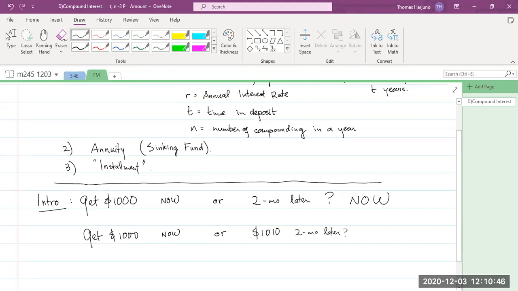Now, this one is a bit harder. It depends on different people, but tell me what you choose. $1,000 now or $1,010 2 months later. Okay, nobody answered me. Don't worry. This is a hard question. Let me make it a bit more extreme.